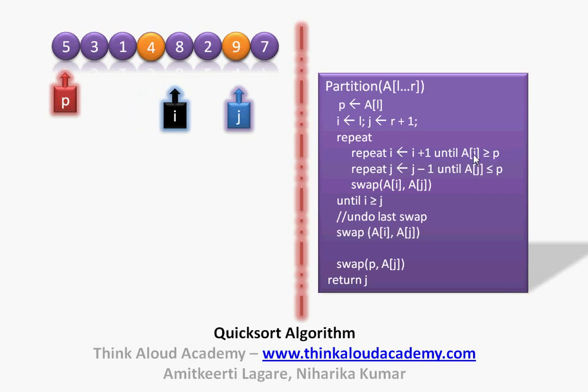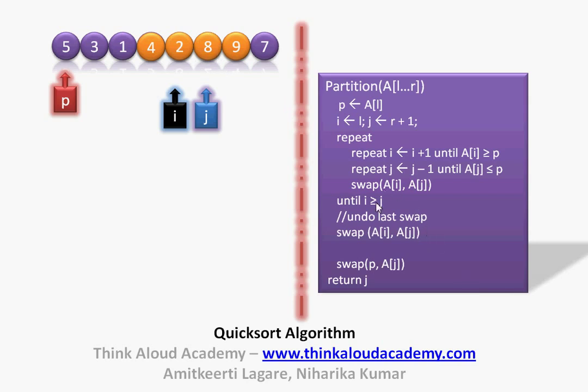and then we check whether we have hit this scenario. Is a of I greater than pivot? A of I is 8, which happens to be greater than pivot. So I stops at this point. Next we continue with j, that is we decrement j, and then we check whether j points to an element which is less than pivot. Since j points to an element which is less than pivot, we stop decrementing j and we come out of this repeat loop as well. So once we come out of this repeat loop, we have to swap a of I and a of j. So 8 and 2 need to be swapped. So they get swapped as 2 and 8.